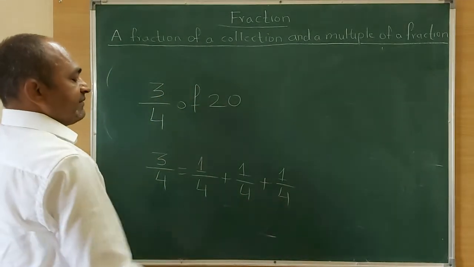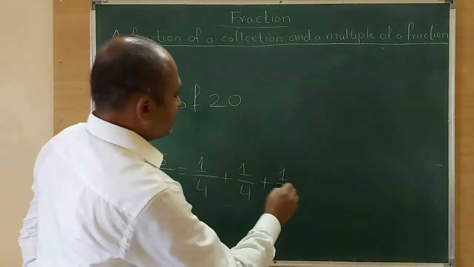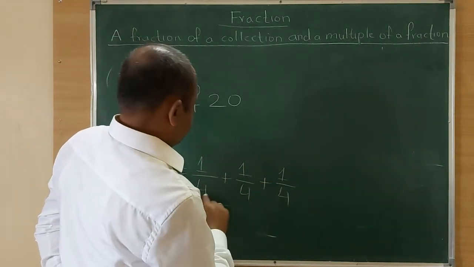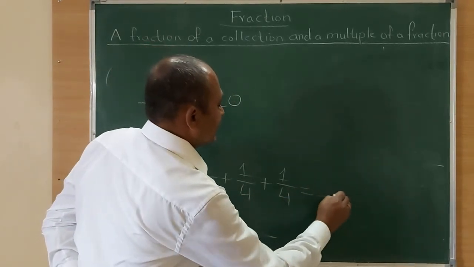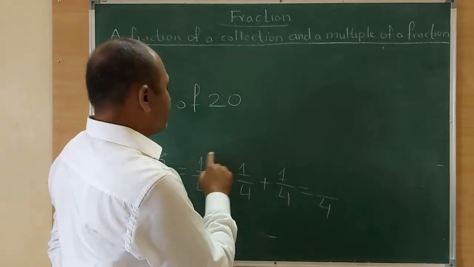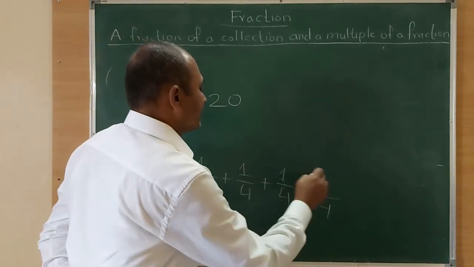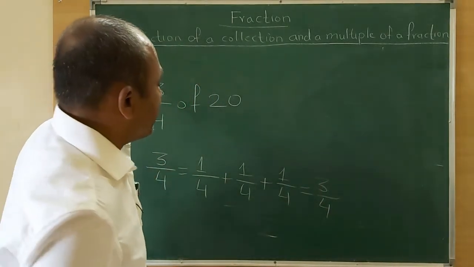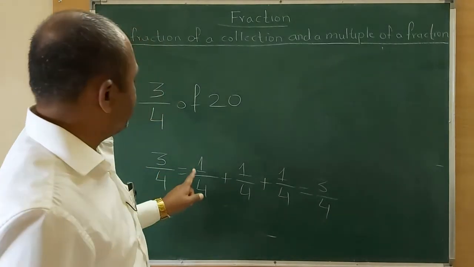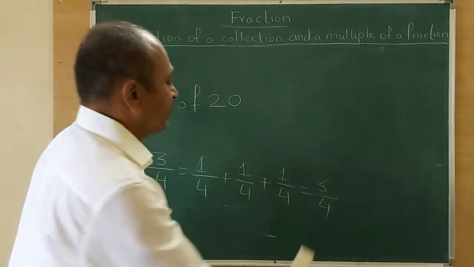3 like fractions whose numerator is 1. So in this case, we know that the denominator will be as it is. When like fractions are added, the denominator is as it is, and only we have to add the numerators, that is 1 plus 1 is 2, 2 plus 1 is 3. So in short, 3 upon 4 means 1 upon 4 plus 1 upon 4 plus 1 upon 4.